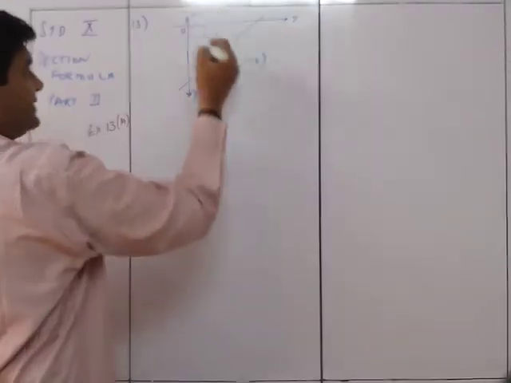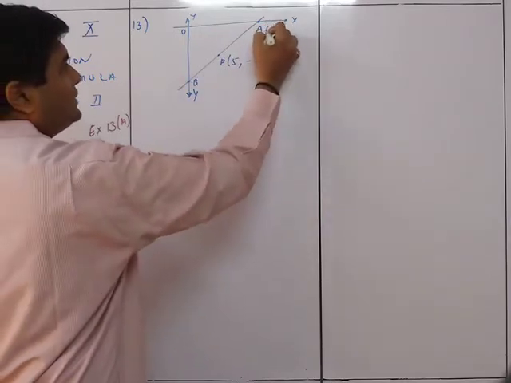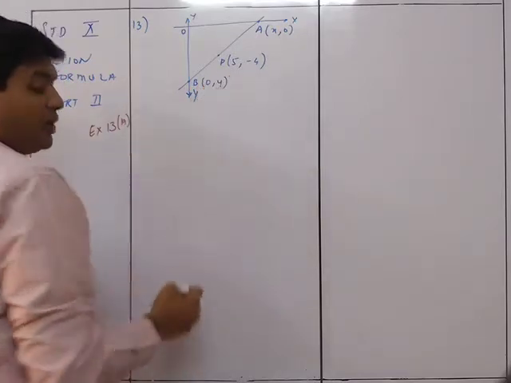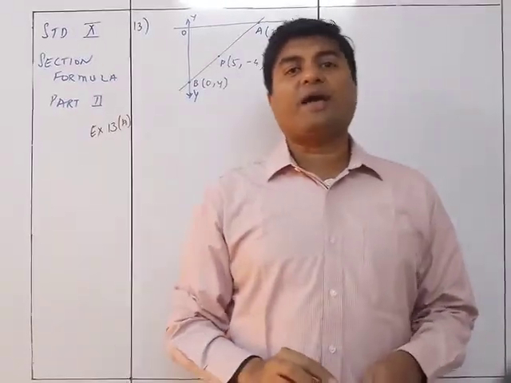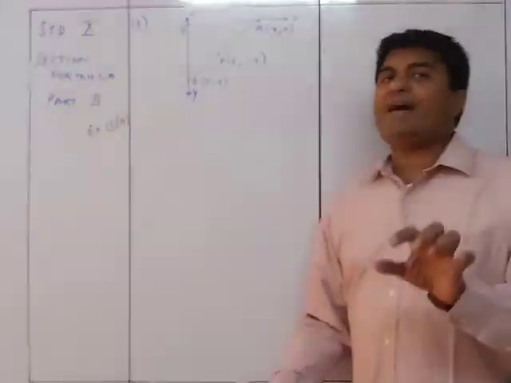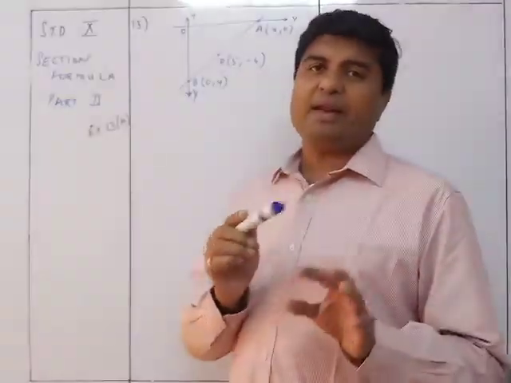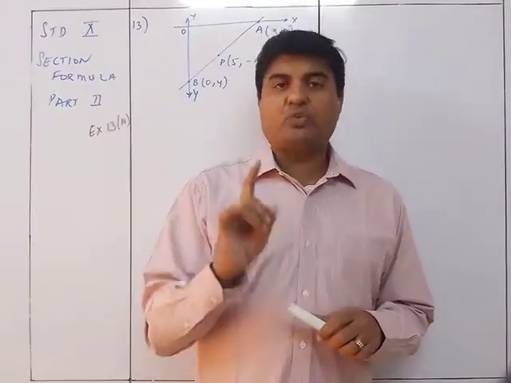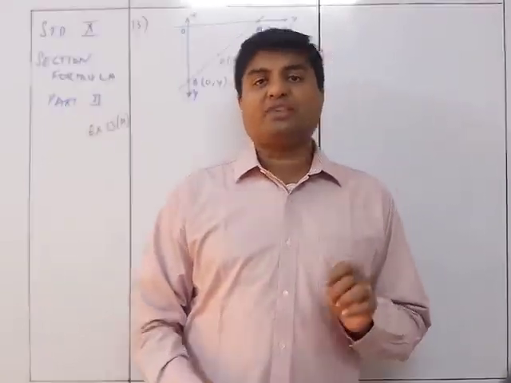This being the y-axis, this point is A, and this point is given as B. Accordingly, I know that this point will be (x, 0) and this point will be (0, y), because this point is on the x-axis. Any point on the x-axis will have the y coordinate as 0. That's why we take A as (x, 0). Any point on the y-axis will have the x coordinate as 0. Accordingly, the point will be (0, y). This is a very, very important thing to remember: any point on the x-axis means y coordinate 0, and any point on the y-axis means x coordinate 0.